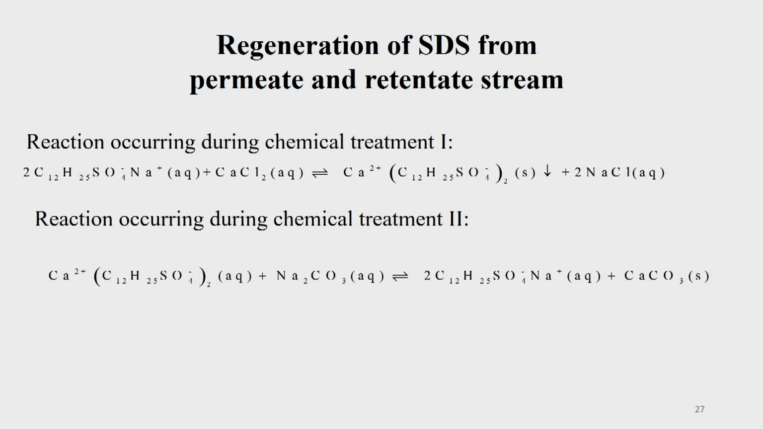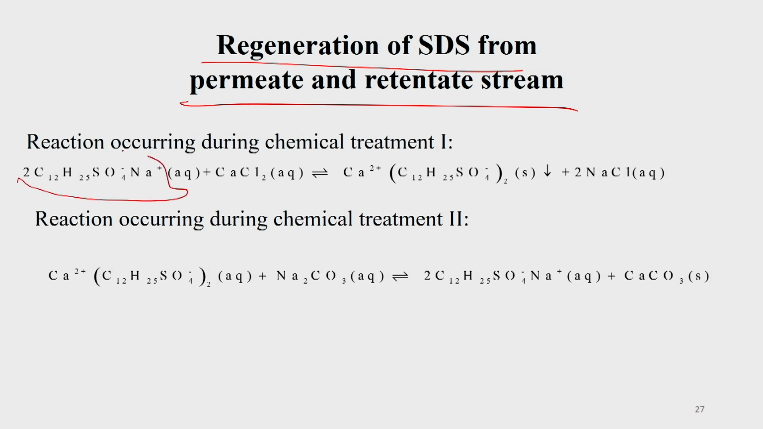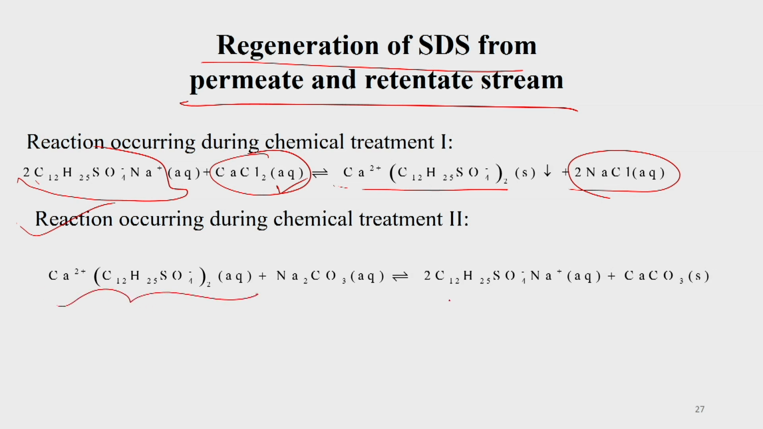Now, the regeneration of the SDS from permeate and retentate. So, this is the SDS and this is calcium chloride in the aqueous solution, then it will form calcium dodecyl sulphate, that is the precipitate, and sodium chloride will be there in the solution. In the second reaction, the second chamber will convert this calcium dodecyl sulphate into sodium dodecyl sulphate, which is nothing but the surfactant that will be used for the next process. So, we will be able to separate the sodium dodecyl sulphate in the form of calcium dodecyl sulphate and again regenerate sodium dodecyl sulphate.